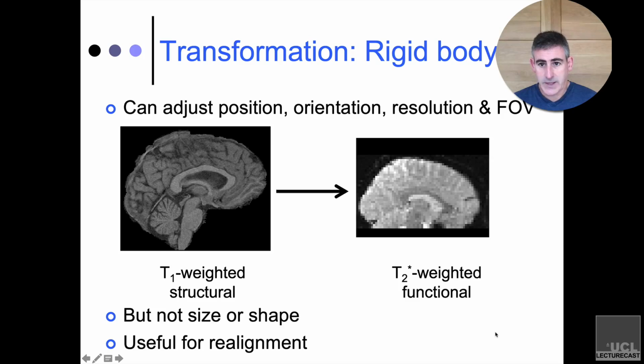And last week, when we talked about realignment, we talked about it in the context of rigid body transformations, which is a 6 degrees of freedom transformation. It allows you to transform in X, Y, and Z in terms of translations, so that is movements in X, Y, and Z, and it does X, Y, and Z in terms of rotations as well, 6 degrees of freedom. It also allows you to adjust the field of view. So for instance, if you wanted to use a rigid body transformation to link a person's structural to their functional, basically you need to get the orientation right, but you also need to cut down the field of view, and that's fine. A rigid body transformation will do that, and it's very, very useful for realignment purposes.